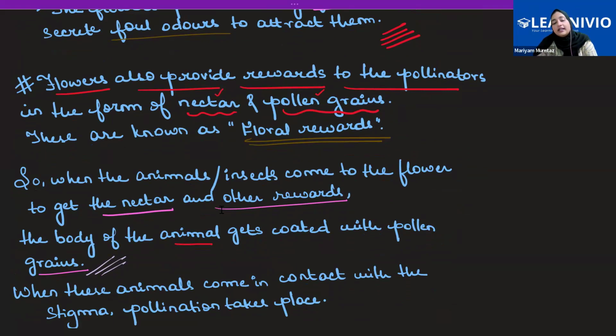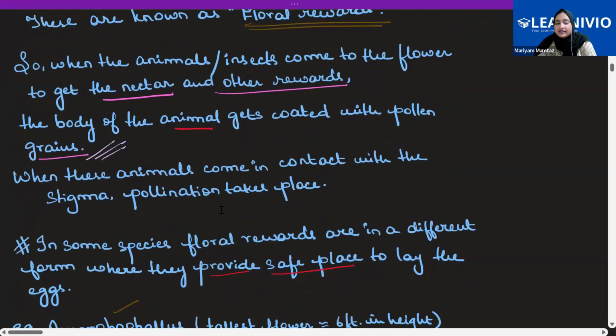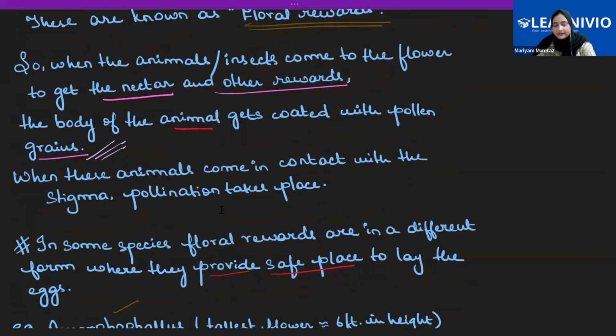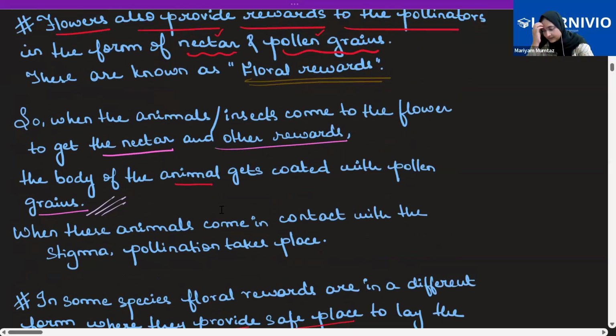Whenever the insects come to the flower to take the nectar and other rewards, the bodies of such animals get coated with pollen grains. And when these animals come in contact with the stigma of another flower, the pollination successfully takes place. Is it clear, students? Yes.